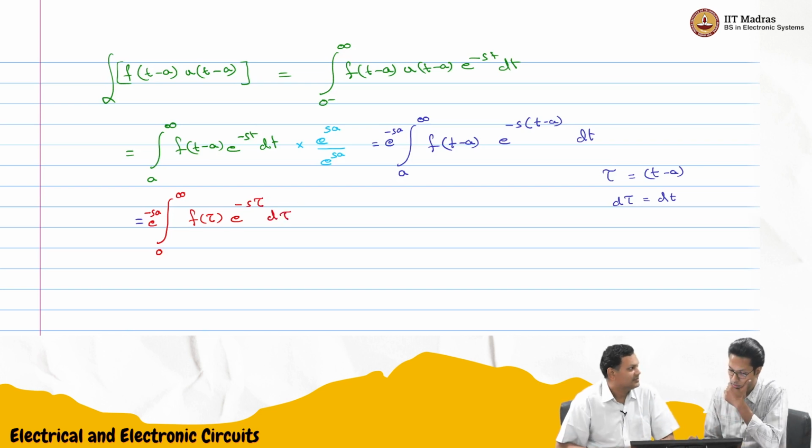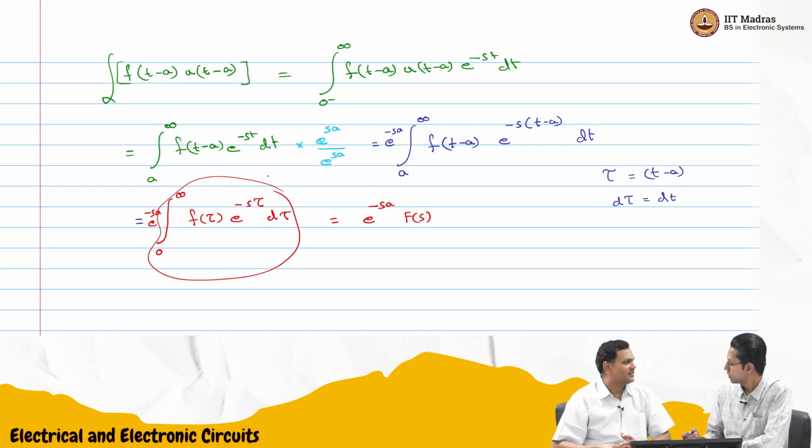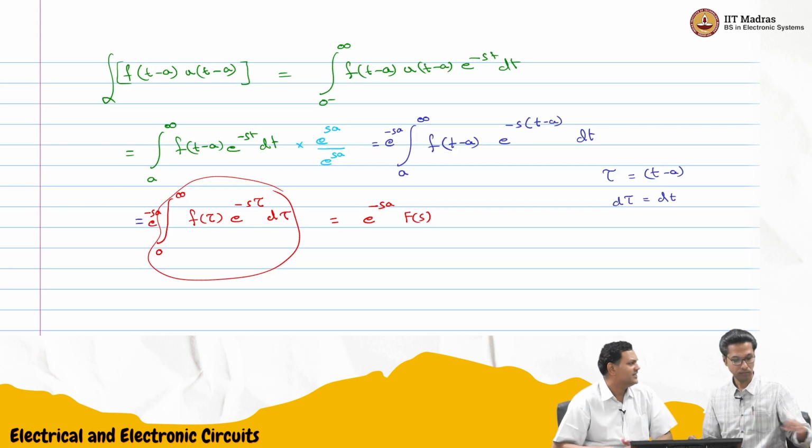Also, this is just the Laplace transform, it's F of s. So e power minus sa F of s. As long as we have this equation, it is F of s. It can be t or tau or any other variable.